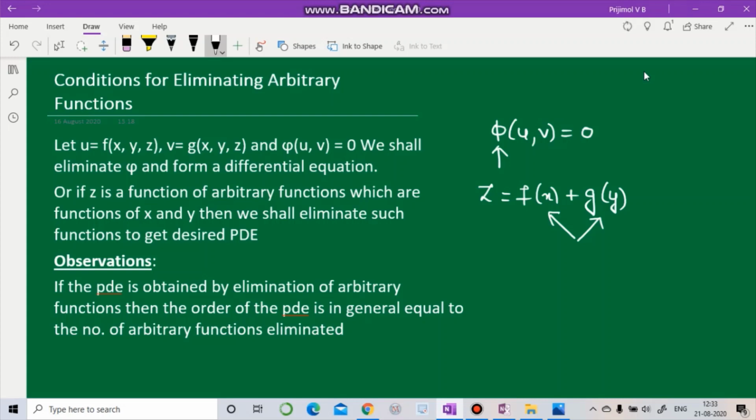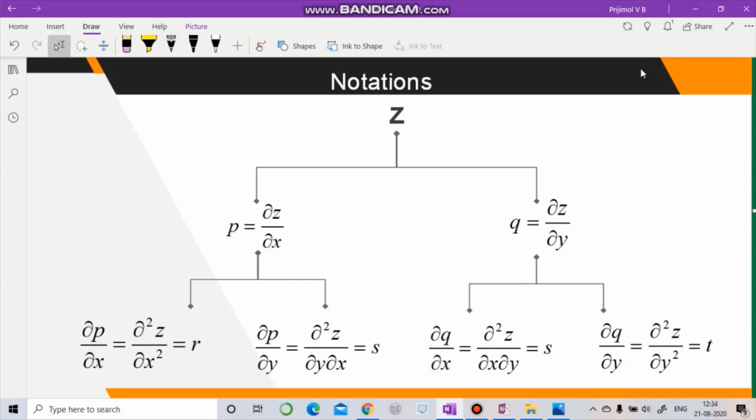Now, how to find the order of a partial differential equation? The number of arbitrary functions will be the order of the partial differential equation. Now, let us discuss the notations.